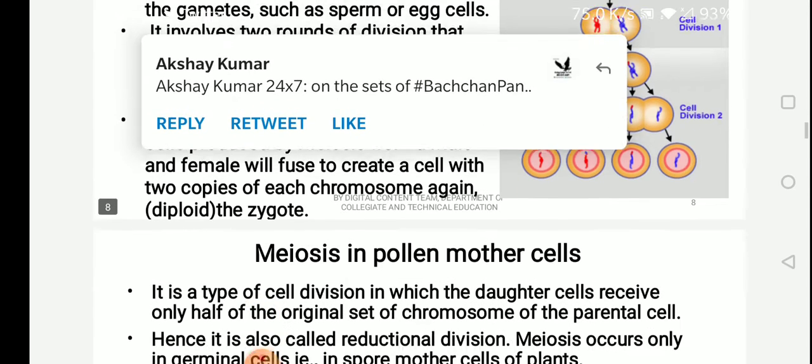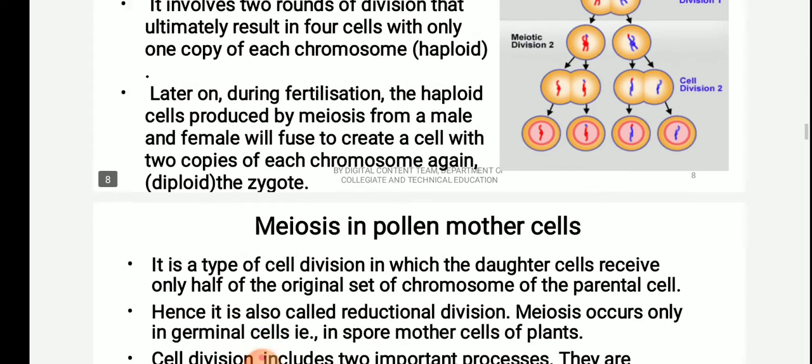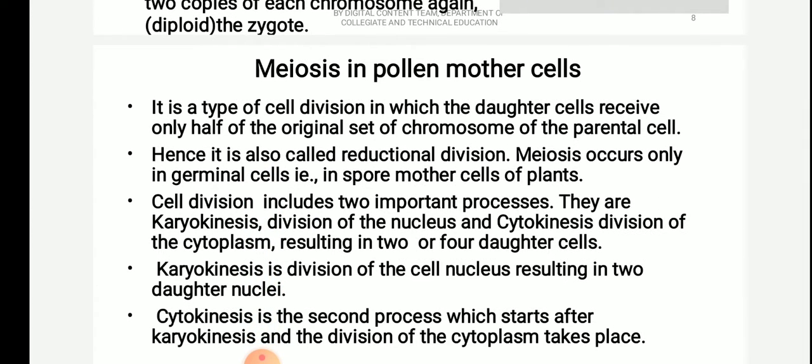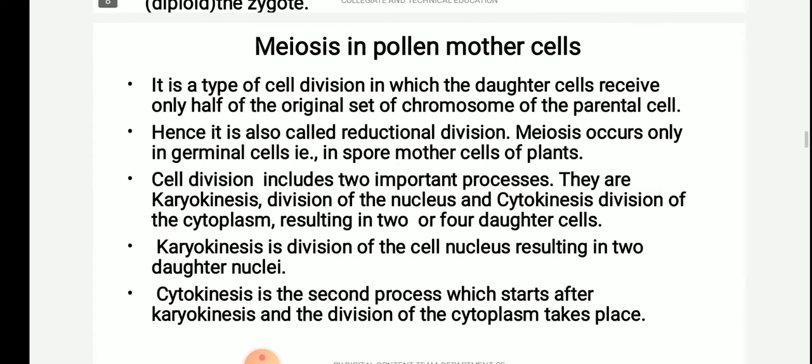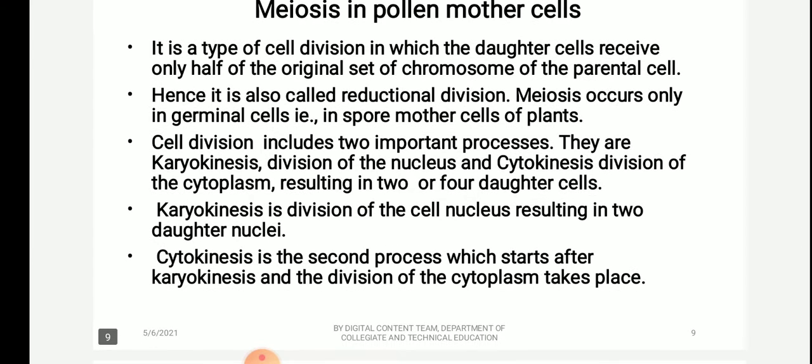Later on, during fertilization, the haploid cells produced by meiosis from a male and female will fuse to create a cell with the 2 copies of each chromosome again. That is, the diploid condition is again formed in the zygote. So meiosis is a reduction division. It is a type of cell division in which the daughter cells receive one half of the original set of chromosomes of the parental cell. Hence, it is also called reduction division. Meiosis occurs only in germinal cells.